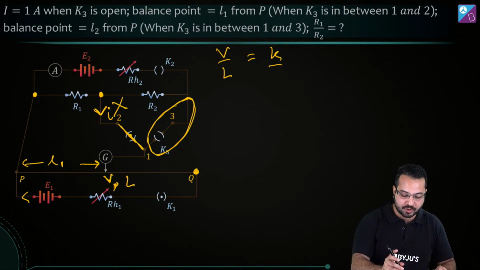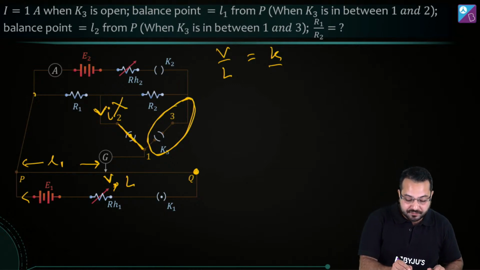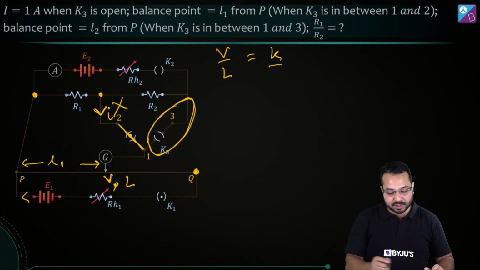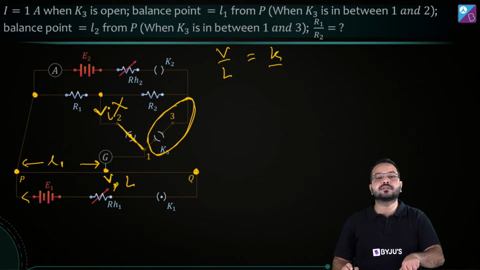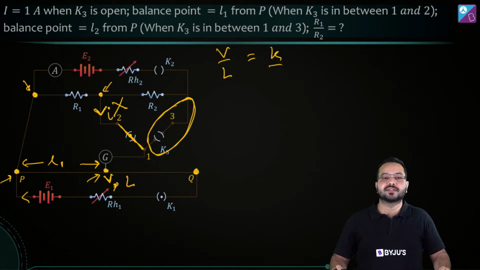I'm going to say that again. Whatever is the potential difference across this resistance R1 is the same potential difference across these 2 points. And these 2 points have a resistance which has a length L1. Is that clear? So the potential difference across these 2 points is the same as the potential difference across these 2 points. Is that correct?